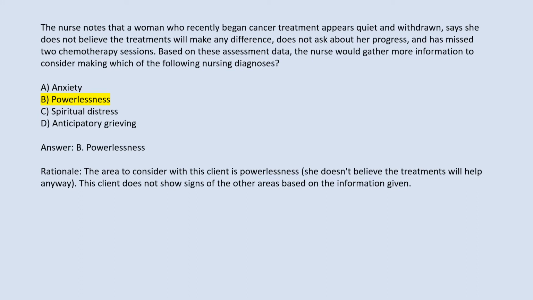Answer: B. Powerlessness. Rationale: The area to consider with this client is powerlessness. She doesn't believe the treatments will help anyway. This client does not show signs of the other areas based on the information given.